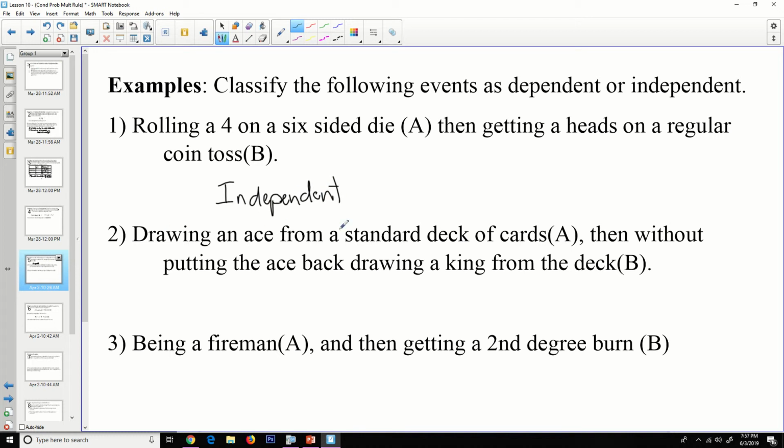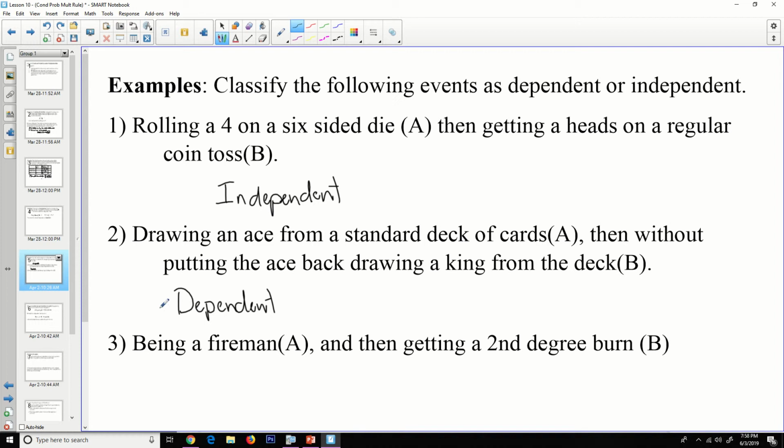All right, drawing an ace from a standard deck of cards, then without putting the ace back, drawing a king from the deck. We've already shown that this is a dependent event because if you draw the ace from the standard deck, you have now changed the probabilities. Instead of choosing a single card out of 52, we are drawing a single card from a deck of 51. So those are dependent.